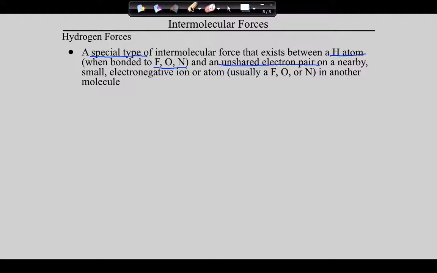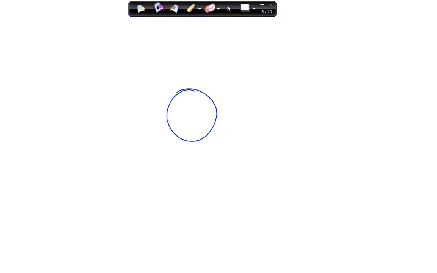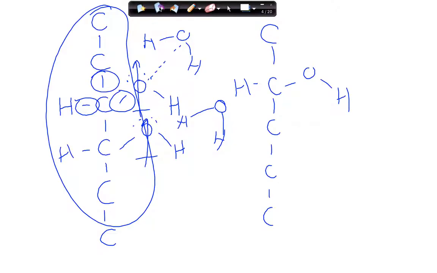Okay. So what about this? What if we go back here? What about sugar? What are the forces that allow water to dissolve sugar? Hydrogen bonds. Hydrogen forces. Guys, do you see it? Right here. There's our OH. There's our hydrogen bonded to oxygen. This is actually a naked proton.